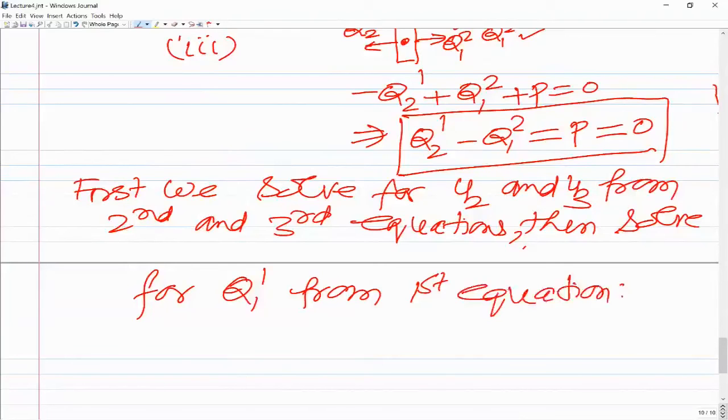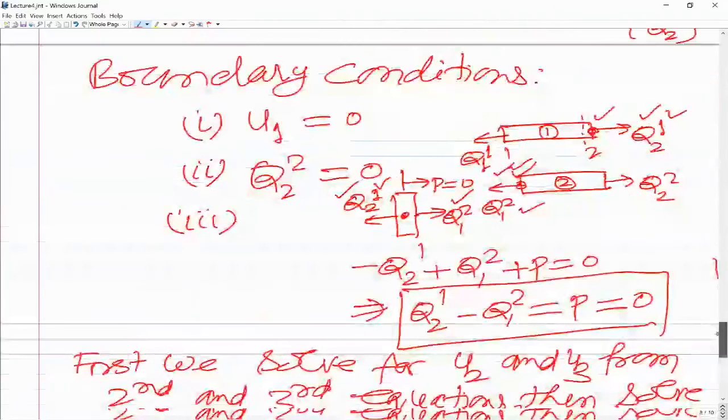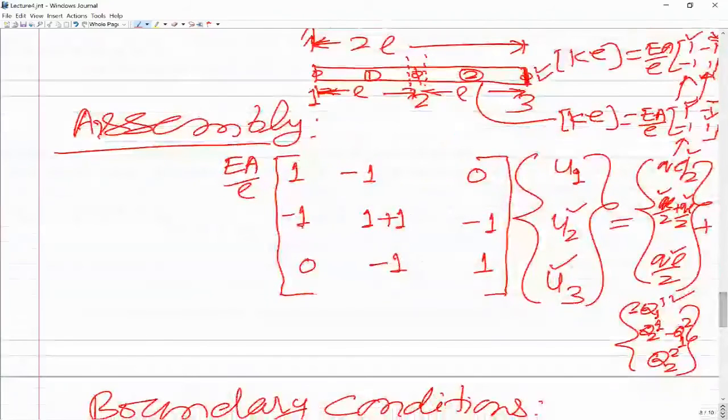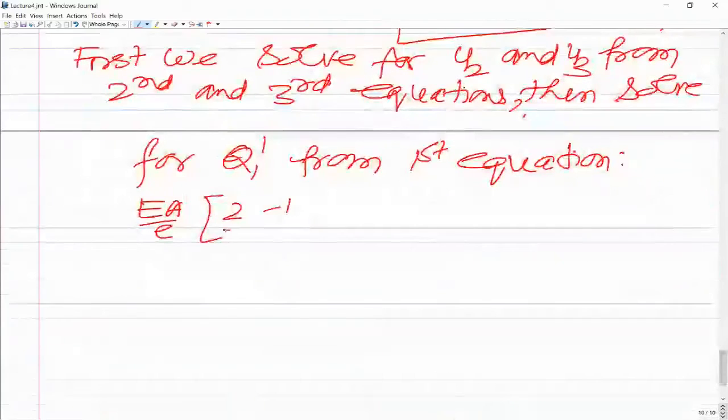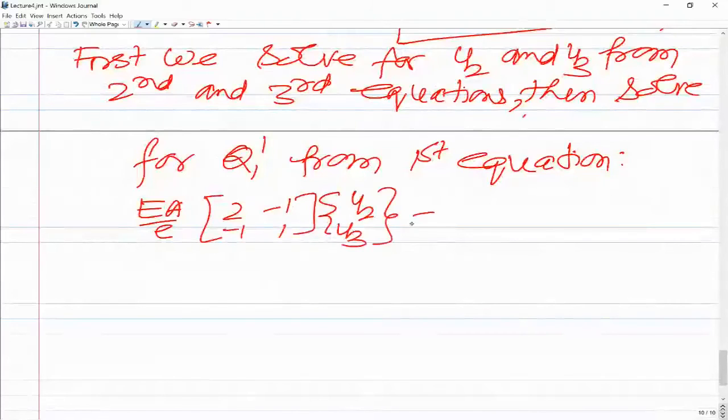So this is how the solution procedure is. If you look at the second and third equation, EA by L, when I took this EA by L minus 1 into U1, U1 is 0, so those terms will not be there. So you will have only these terms, 2 minus 1 and 1 into U2 U3.